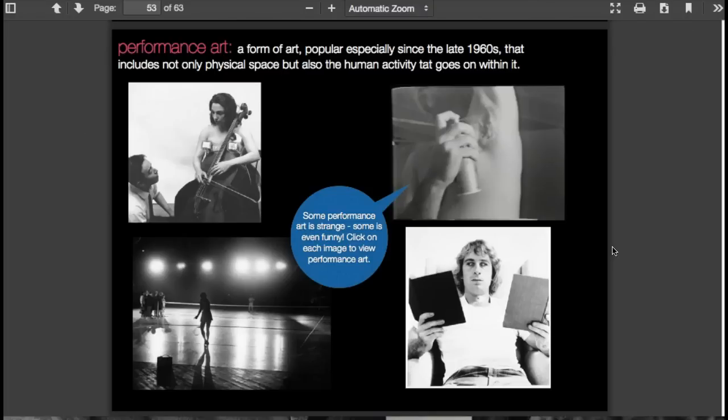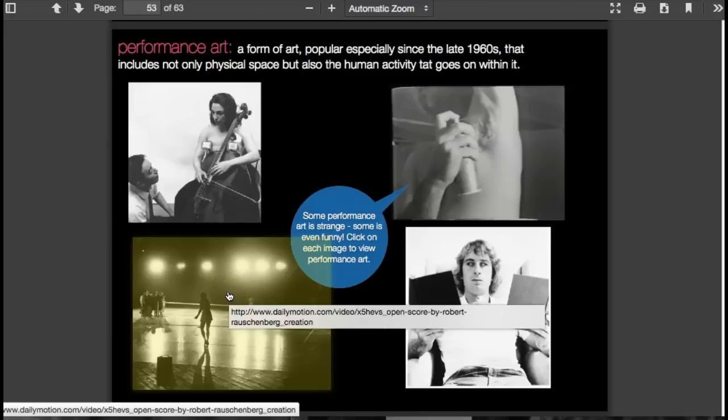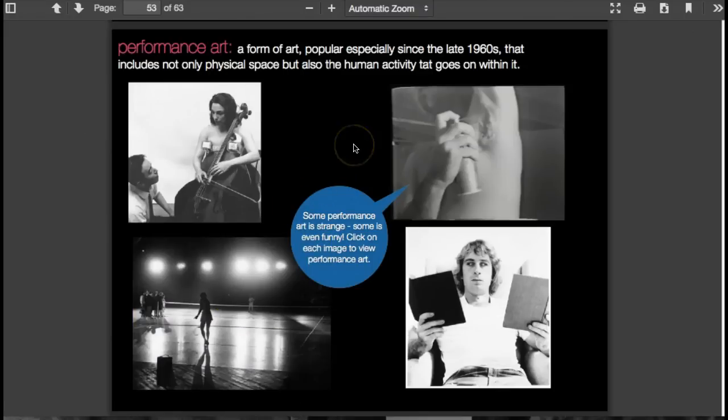was really important. Sometimes they involved humor, sometimes they were quite erotic, sometimes they were violent. But the idea was that they really involved the viewer very much in their work. And so I've included some examples of these for you, and if you click on them, you can watch some of these clips about these early performance pieces.